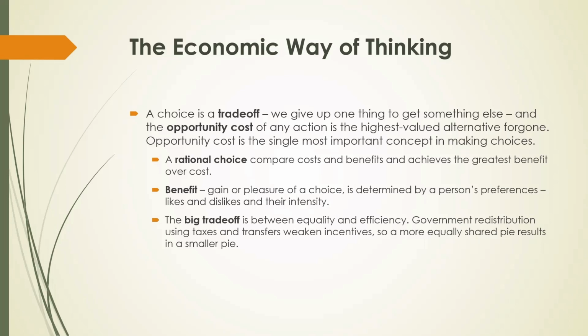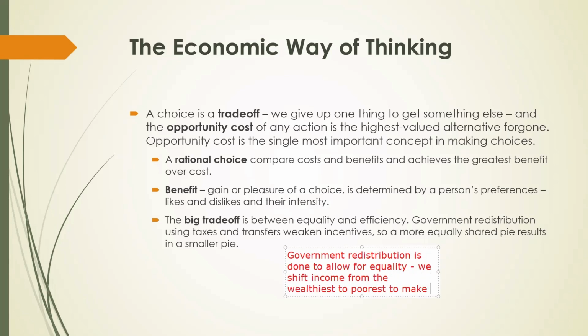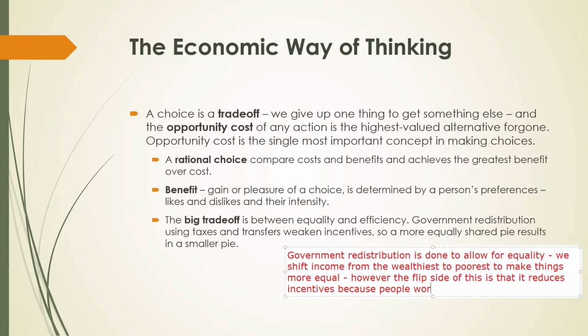Government redistribution is done to allow for equality. We shift income from the wealthiest to the poorest to make things more equal. However, the flip side of this is that it reduces incentives, because people work less hard. People that make high incomes work less due to taxes taking more of their income away.